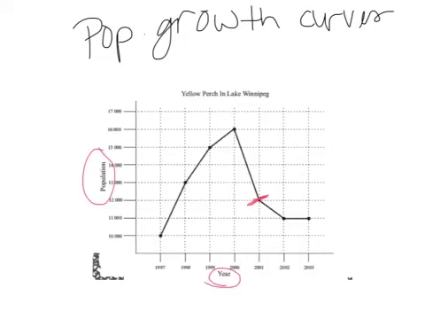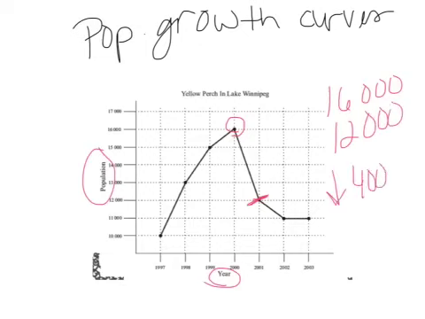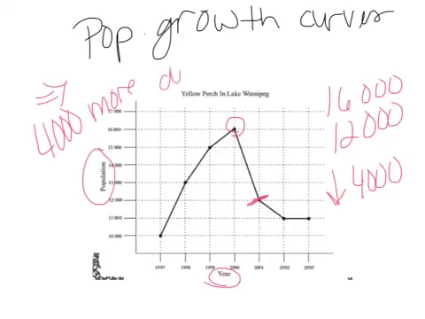And so you look at your population in 2000, which was 16,000. You look at your population in 2001, which is 12,000. So you have a decrease or a decline of 4,000 between the 2 years. So that tells you that there were 4,000 more deaths than births. It does not tell you that there were 4,000 deaths, but it tells you that there was a difference in the birth rate and the death rate.